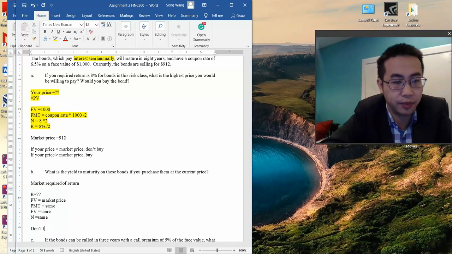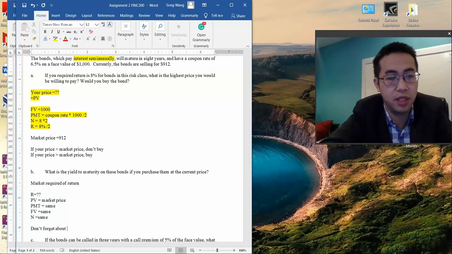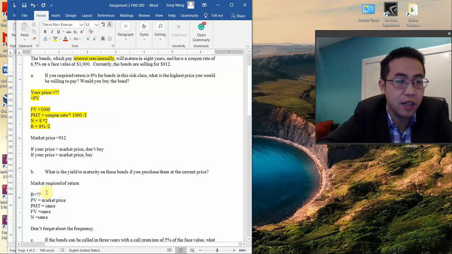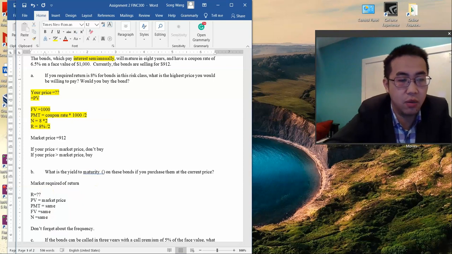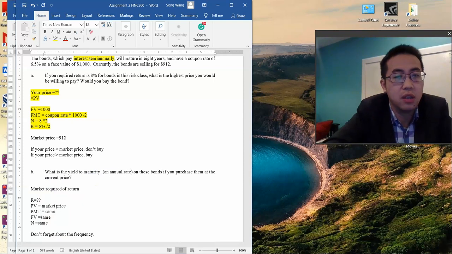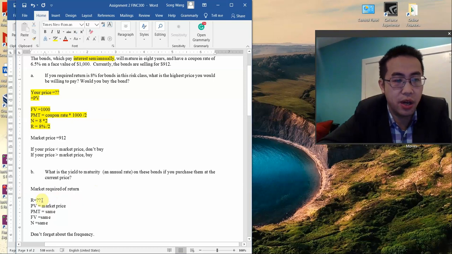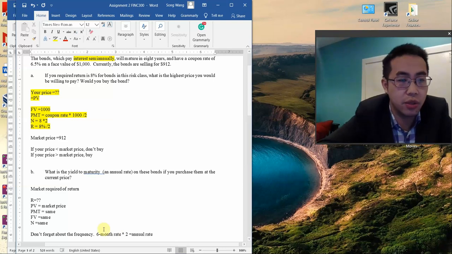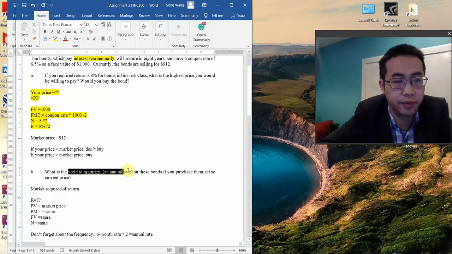And don't forget about the frequency, which is twice a year. So you will find the yield to maturity. This has to be an annualized number, or an annual rate. Some of you may use the third method and find the semi-annual interest. So how do you analyze it? If you have a 6-month rate or semi-annual rate, you need to multiply it by 2 to get the annual rate, and the yield to maturity is an annual rate. That's how I dissect this one.